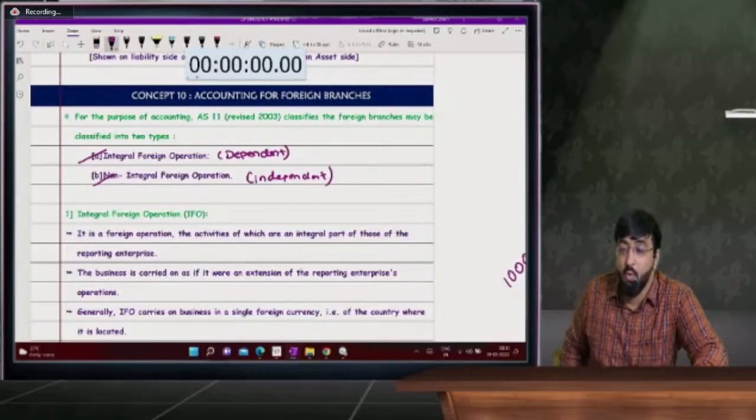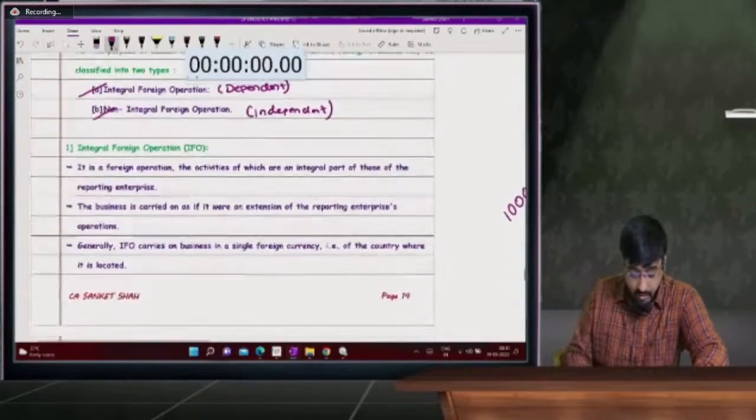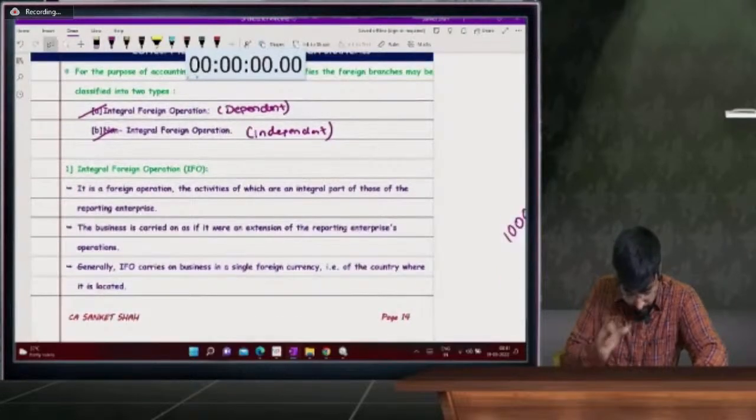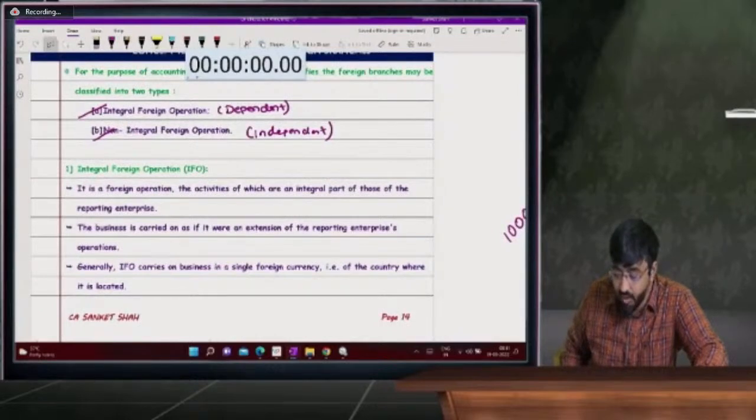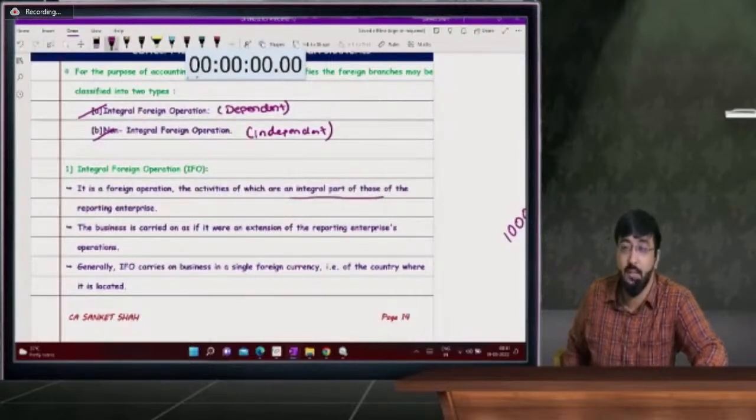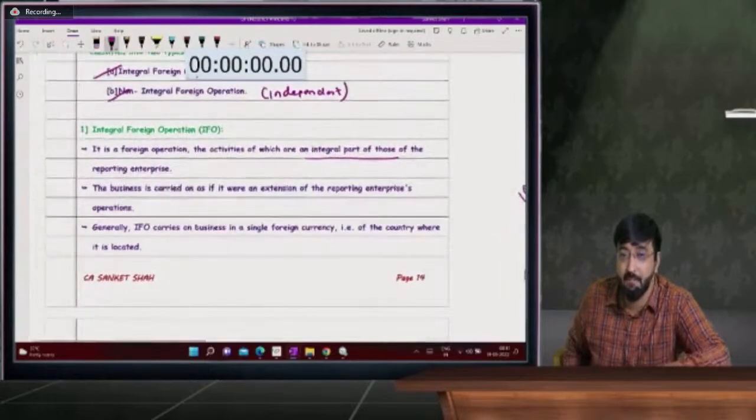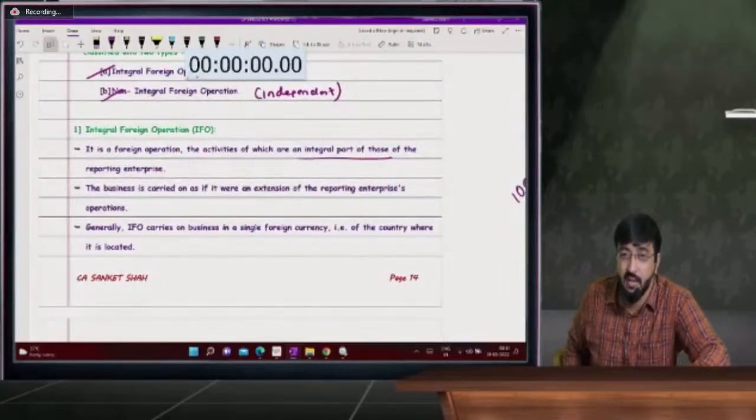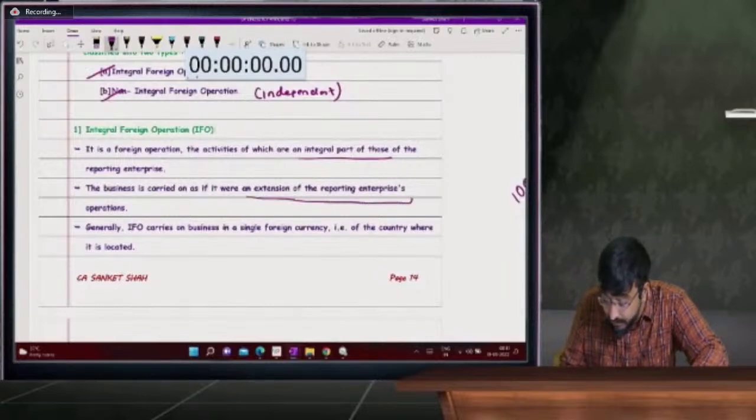तो चलो, now what are rules for integral operation and non-integral operation. So integral operation, very good. सो इंटीग्रल ऑपरेशन क्या होता है? Integral operation, it is a foreign operation, the activities of which are integral part of your reporting enterprise. Integral part means dependent. So in simple language, it is a dependent. The business is carried as an extension. So this is very important. The word extension is very important.